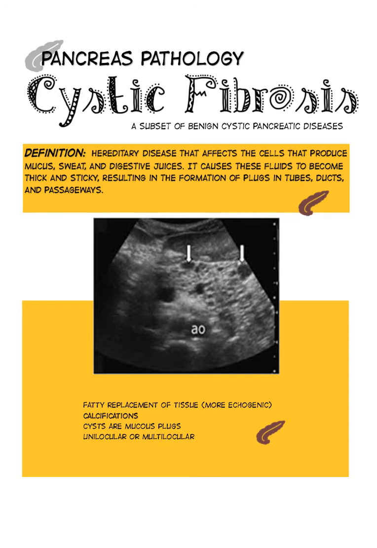Cystic fibrosis is another disease that can present as benign cystic pancreatic lesions. Cystic fibrosis is an inherited disease and typically is going to affect parts of the body that are responsible for creating either mucus, sweat, or digestive juices.